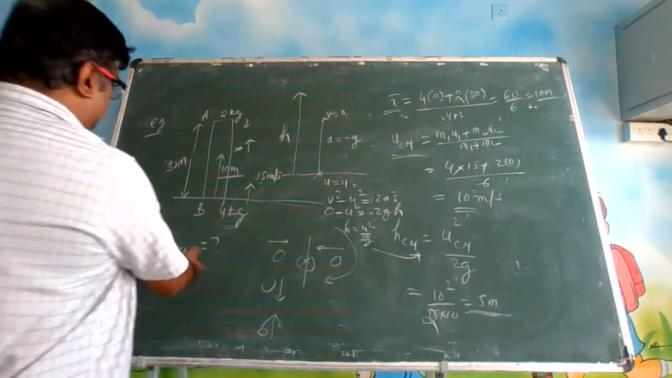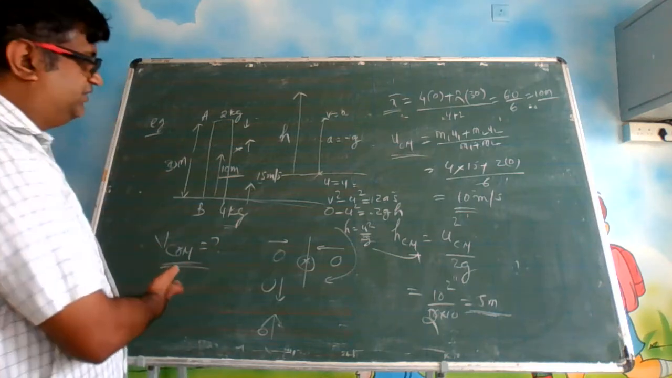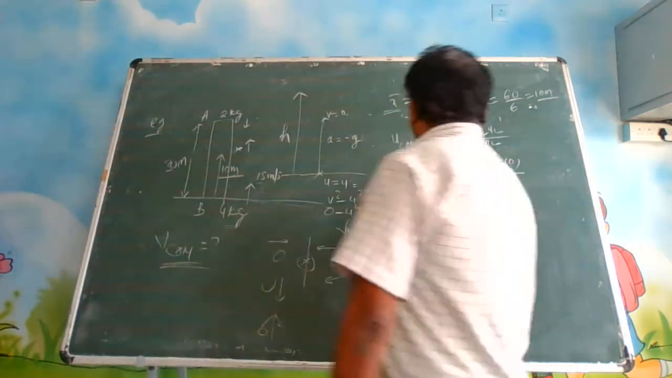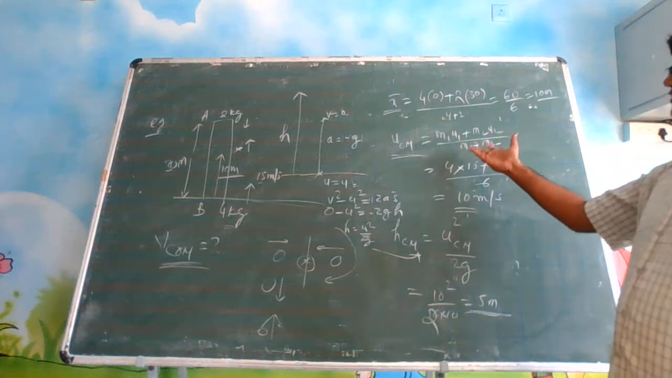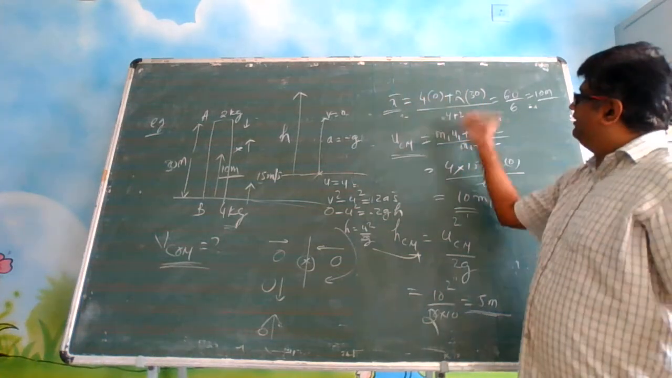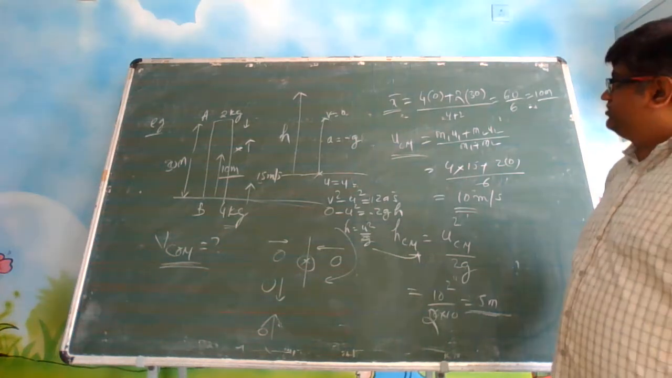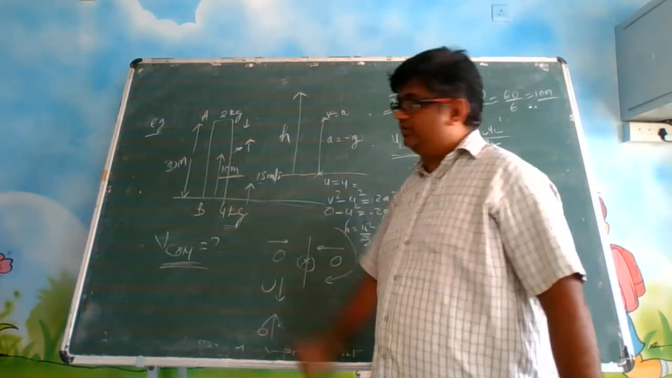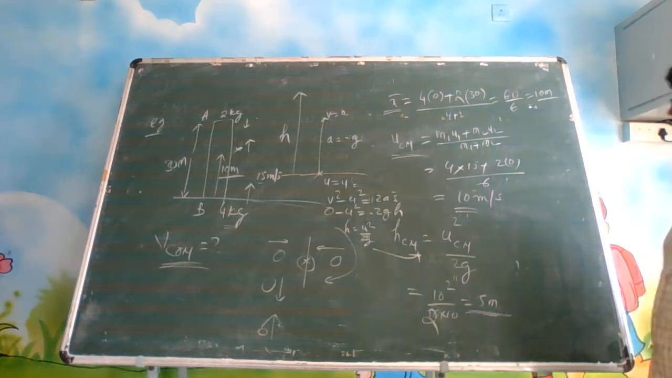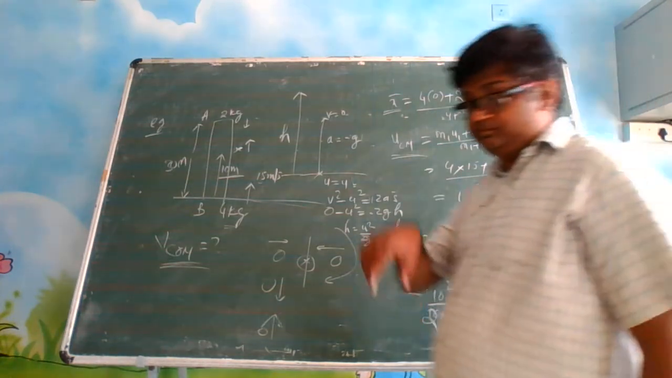So here they have asked you the velocity of center of mass. You can calculate directly this one. Just I have calculated the center of mass, centroid, where it is located, the location, so that you get an idea. It is here. Okay. So write down all this.